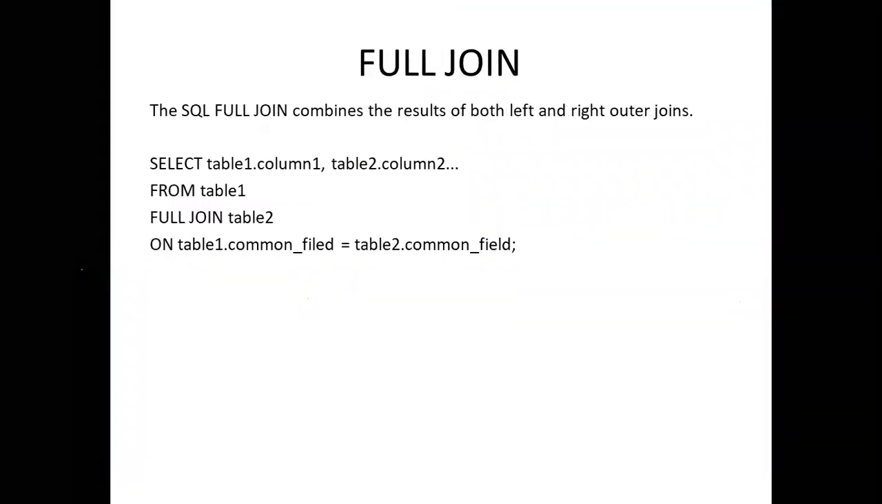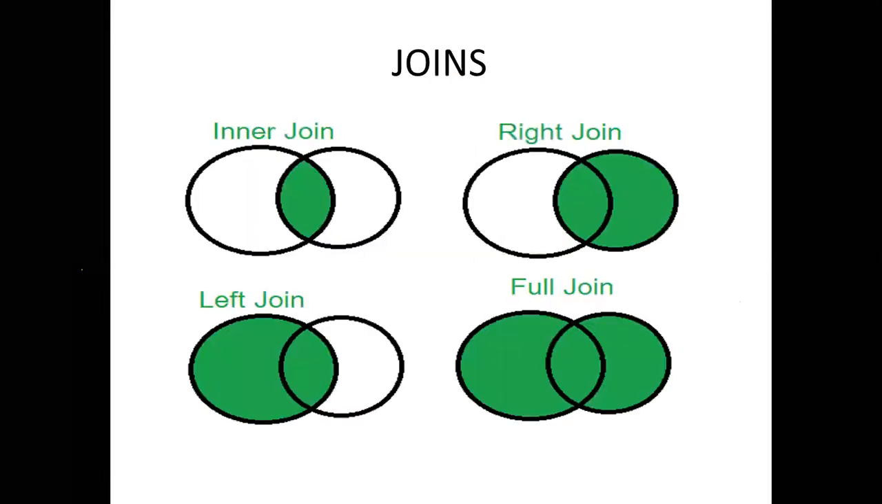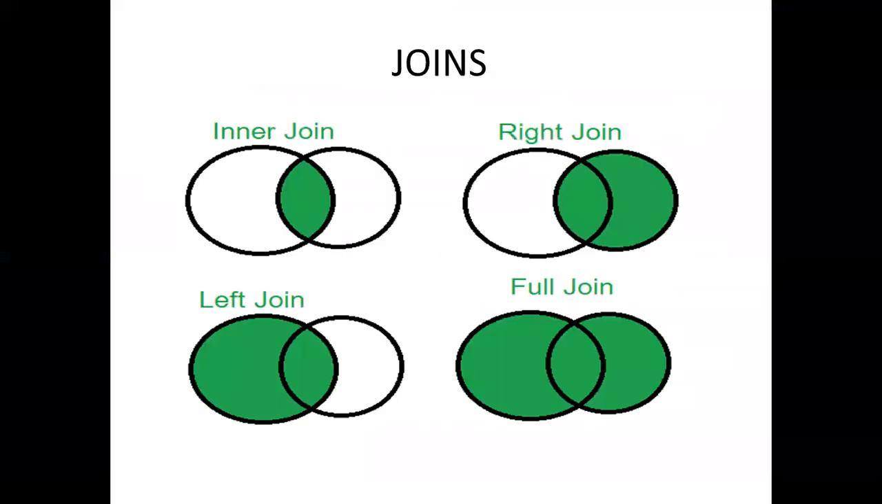A simple way to remember these joins is using this figure. Inner join means all the common records. The records which exist in both the tables will be displayed. Left join means all the records from the left table and the matching ones from the right. Right join means all the records from the right table and the matching ones from the left. And full join means all the records from both the tables.